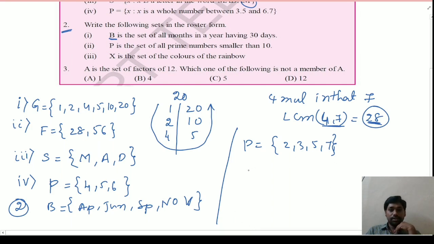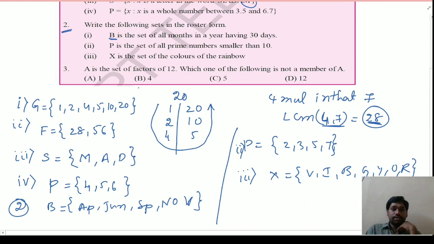Okay, next, X is the set of all colors in the rainbow. So V I B G Y O R. VBGR colors will be in the set.